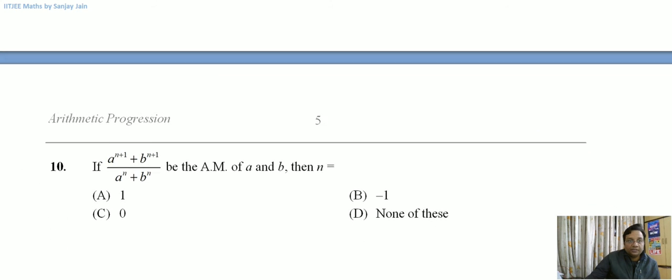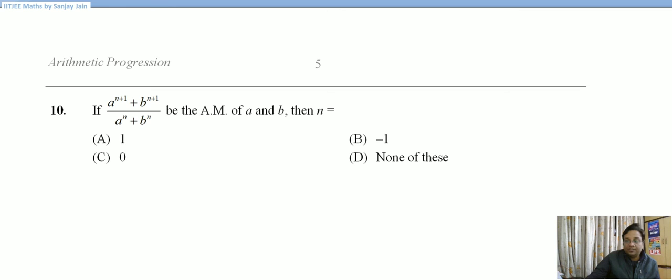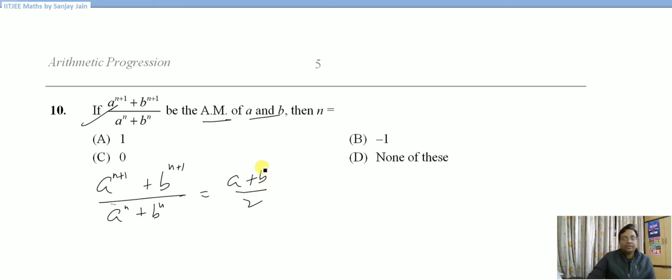Now this is the last question of this worksheet. This expression is the AM of a and b. That means a raised to power n plus 1 plus b raised to power n plus 1, divided by a^n plus b^n, is equal to (a plus b) by 2. Now I need to find n. Some of the students will say, sir, if I put n equal to 0, I'll have a plus b; a raised to power 0 is 1, b raised to power 0 is 1, so 1 plus 1 is 2, so the answer is 0. So yes, if you have got this question as an objective question, you can do this.